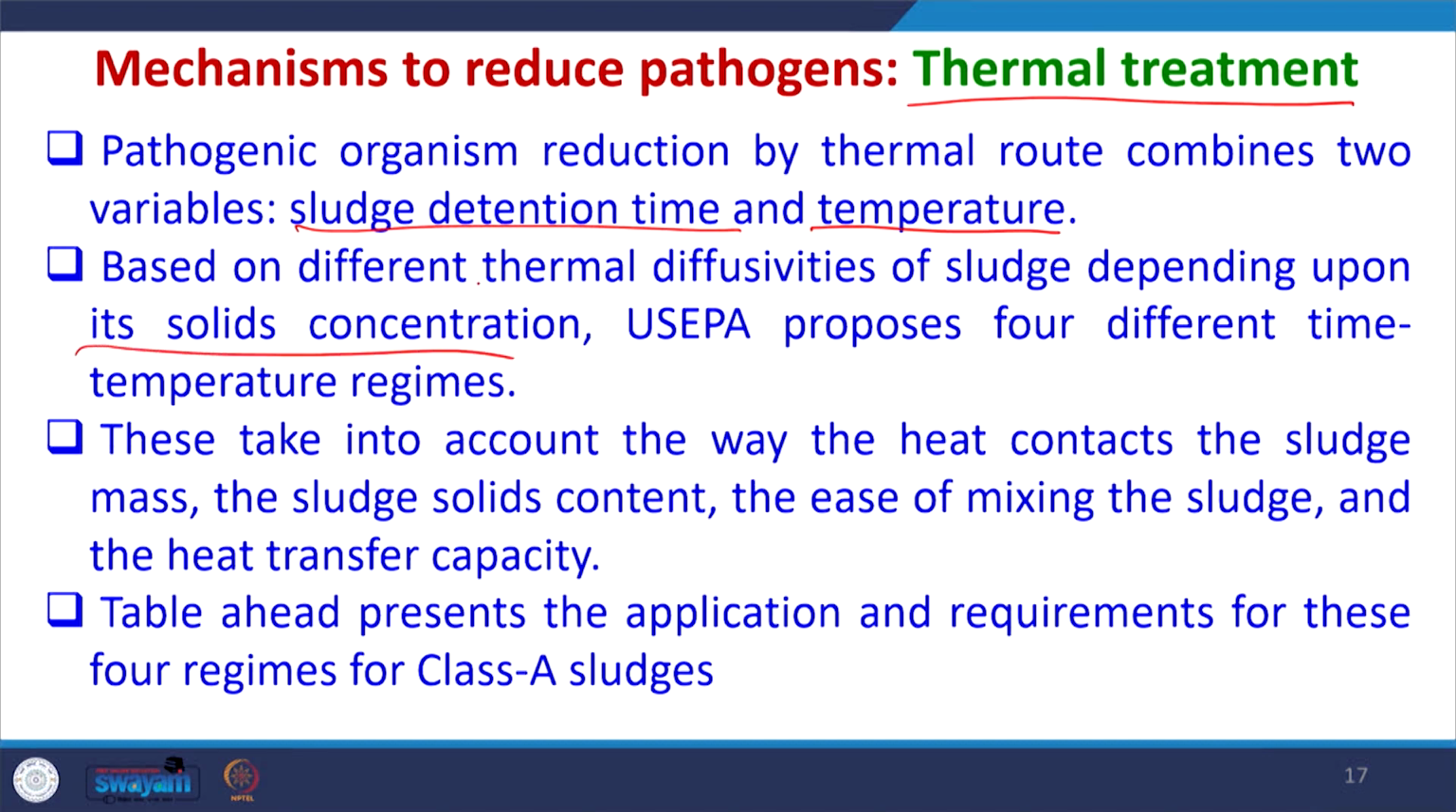So, based upon different thermal diffusivities of sludge depending upon its solid concentration, because thermal diffusivity will depend upon the solid concentration, the US EPA, the US Environmental Protection Agency, proposed 4 different time temperature regimes. These regimes take into account the way heat contacts the sludge mass, the sludge solid content, the ease of mixing of the sludge and the heat transfer capacity. So, these 4 factors are taken into account.